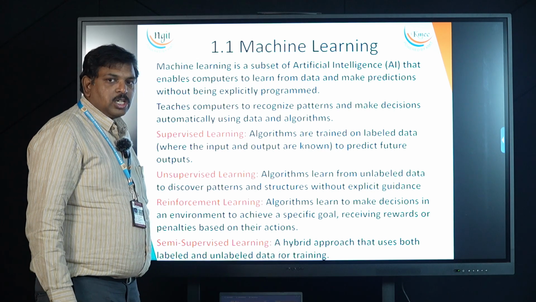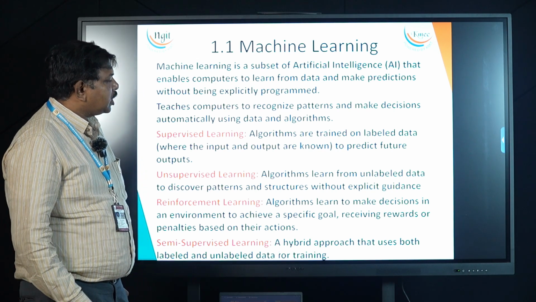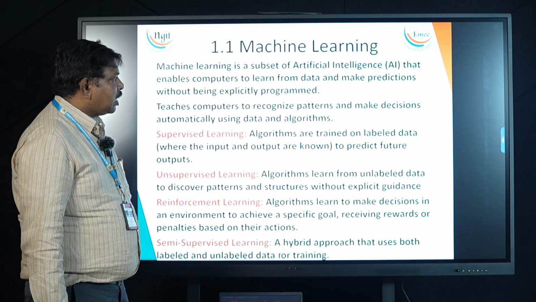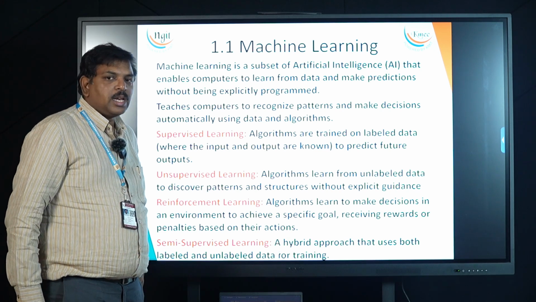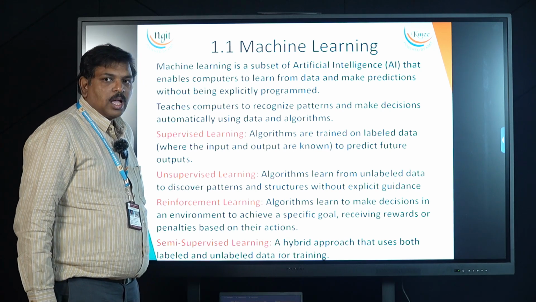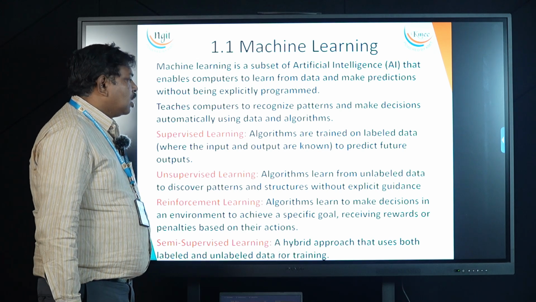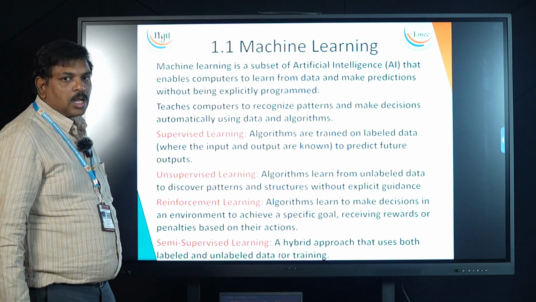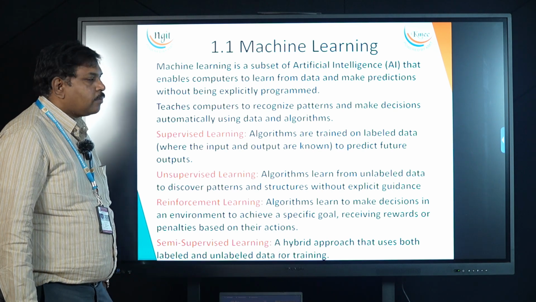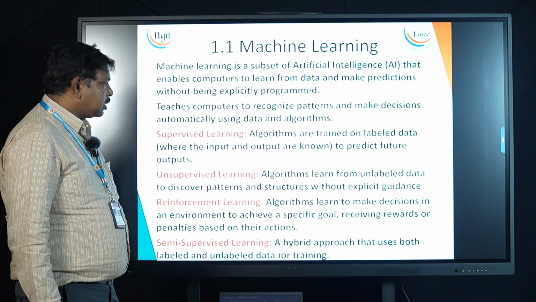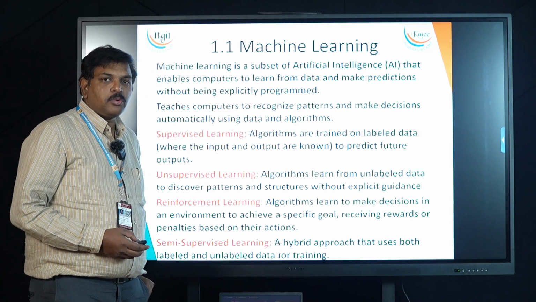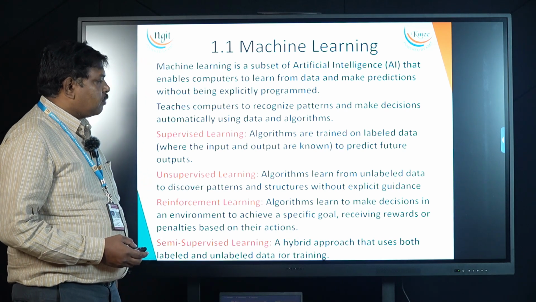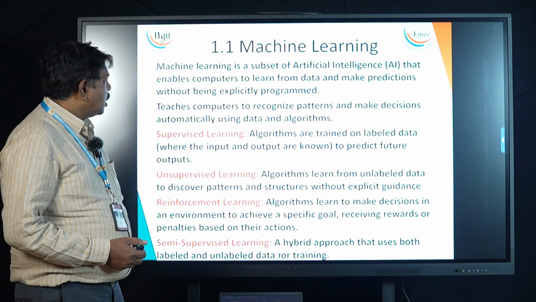Here we give data to the machines and we train them. While training, they learn from the data and they make predictions without being explicitly programmed. Here your machine algorithm tries to learn from the data. Once it learns, then it tries to predict the future for a given input.